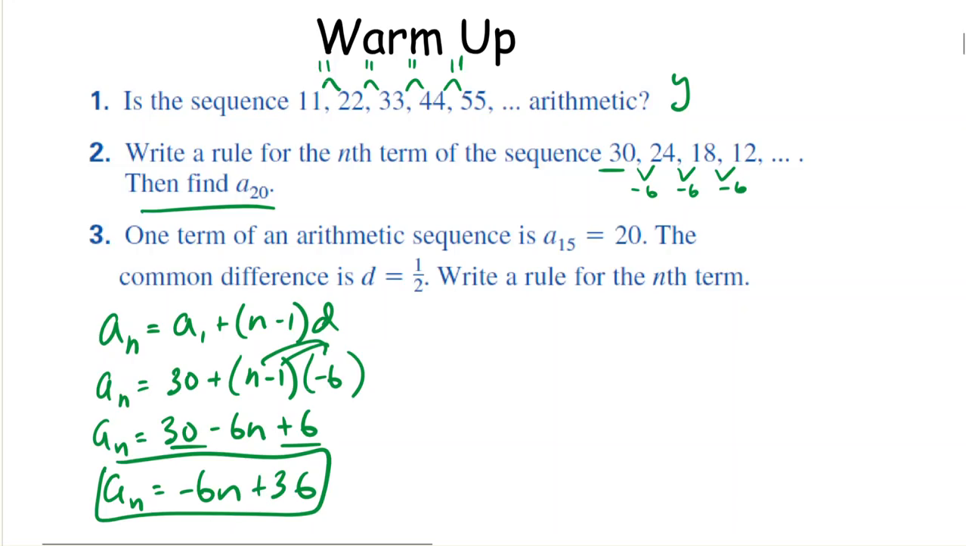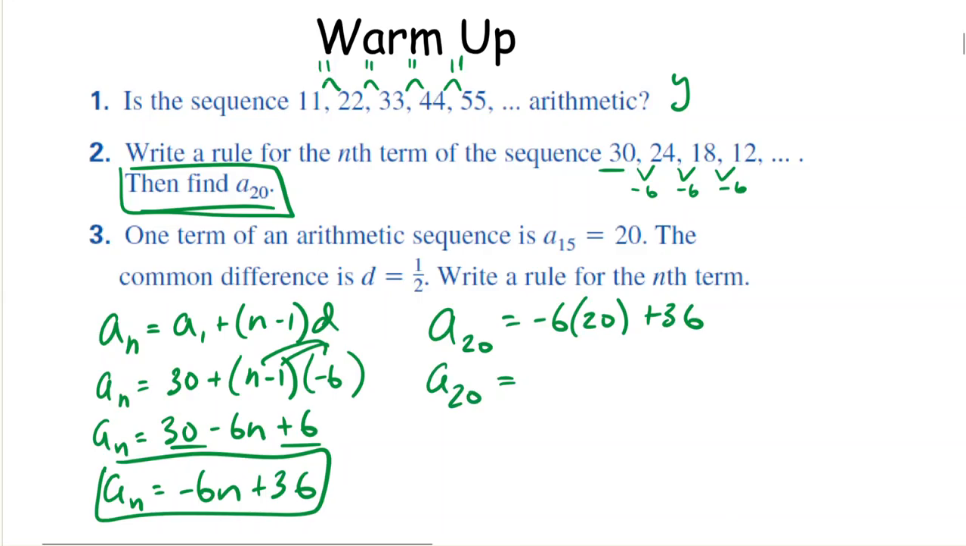So then to find our 20th term, we'll plug in a 20 for n in our rule. So a sub 20, the 20th term, is negative 6 times 20 plus 36. So the 20th term is negative 120 plus 36. So the 20th term is negative 84.